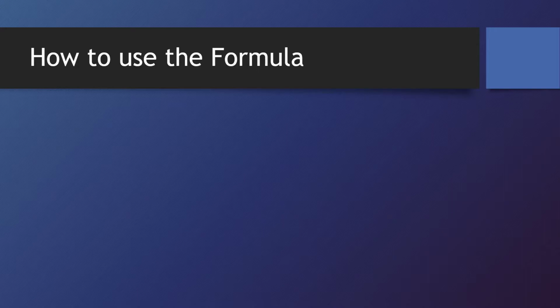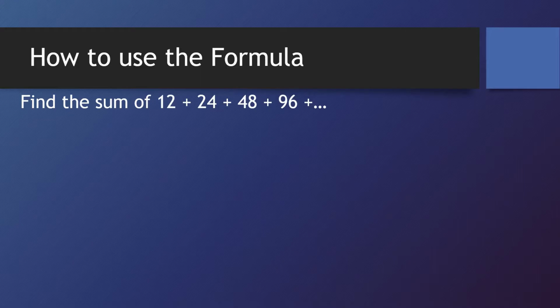Okay, so let's have another example. Let's say you want to find the sum of 12 plus 24 plus 48 plus 96 and so on. If you want to solve for the infinite geometric series, the first thing that you're going to do is identify if the sum of this infinite geometric series exists or not. To do that, we're going to check if r is between -1 and 1.